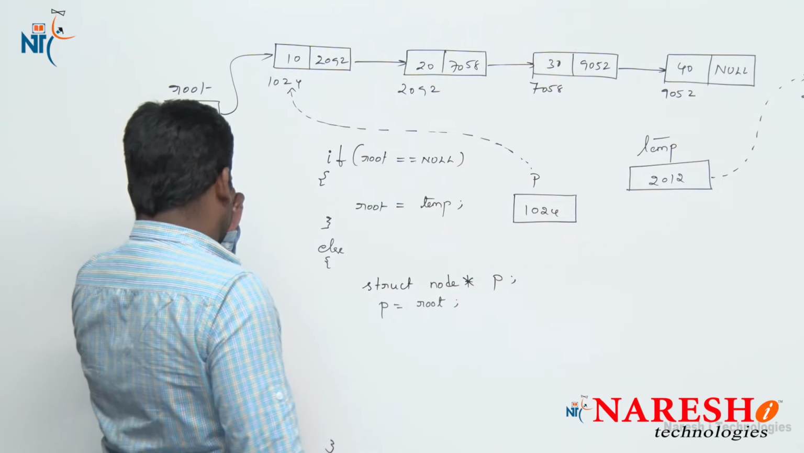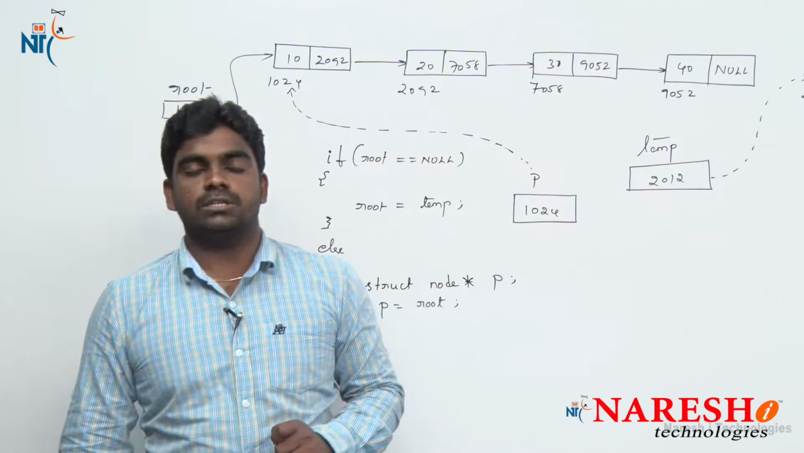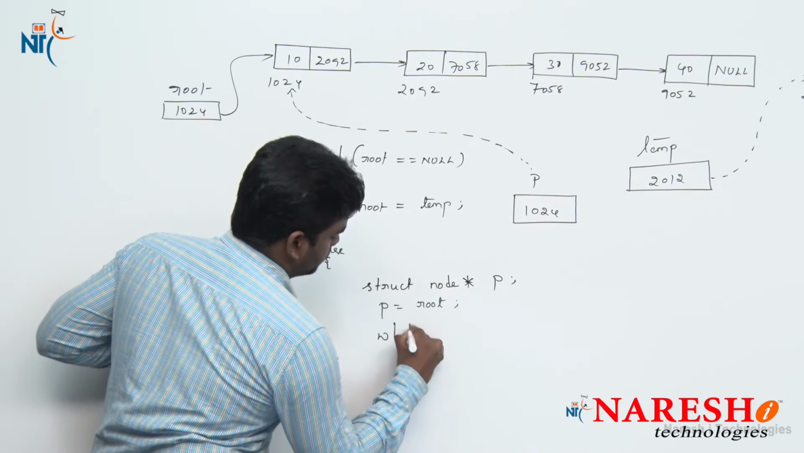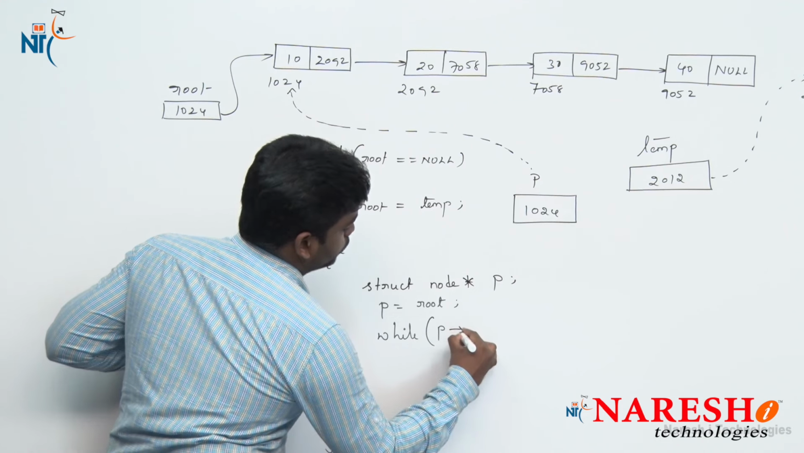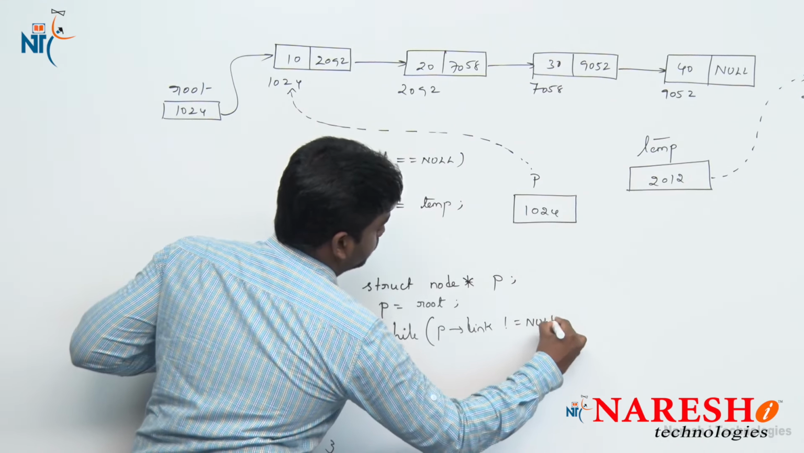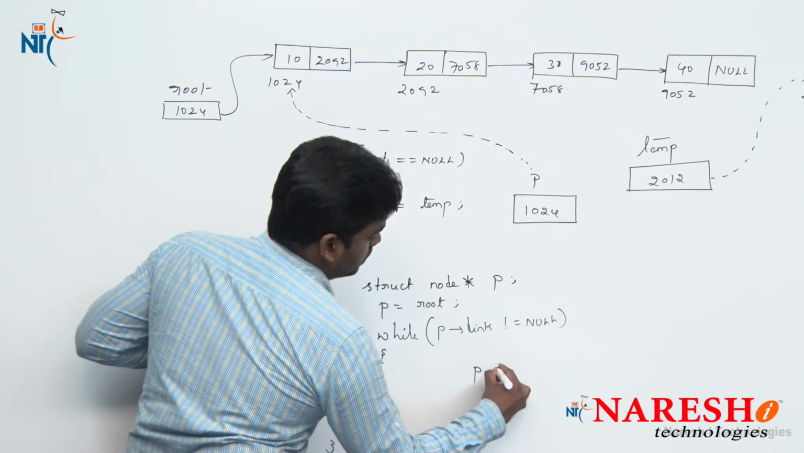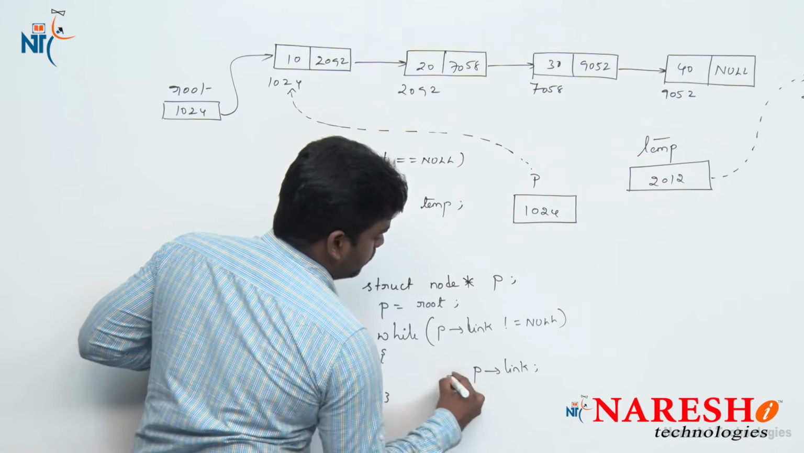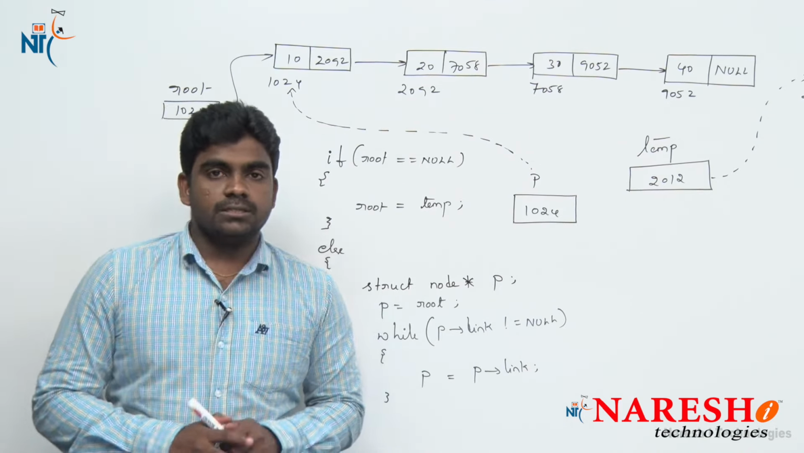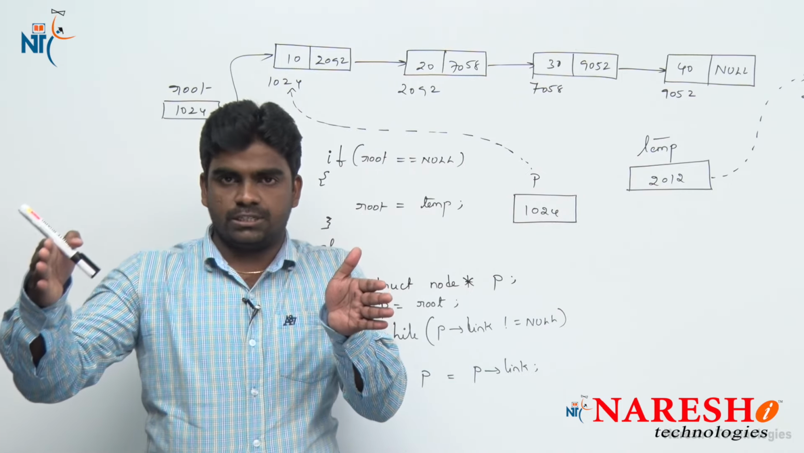Now we need to send the control from the first location to the last location. How to send, sir? Very simple, with the help of one while loop. While P2 link not equals to null, just store the P2 link value into P. Why? Because we need to send the control from the first location to the last location.